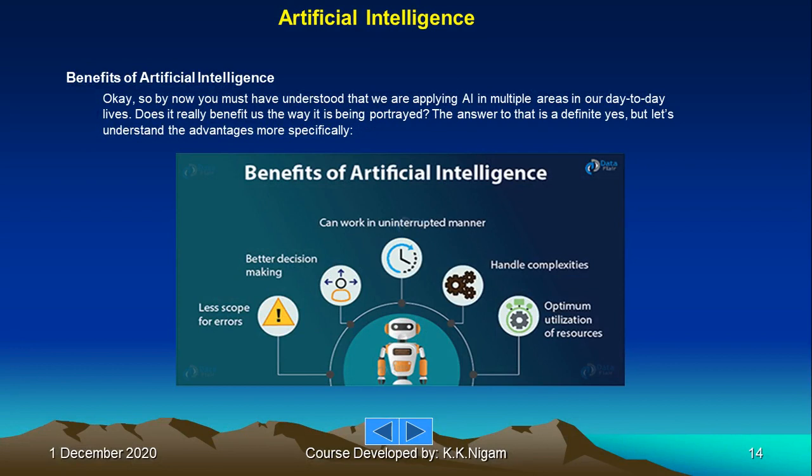Then benefits of artificial intelligence. So we have seen so far what the various applications are which are available and already being used, and today AI is being used in multiple areas in our own day-to-day lives. It really benefits us in so many ways, and whatever area that we want to make use of it further, we can use it. The answer to that is definitely yes, but let's understand the advantages more specifically.